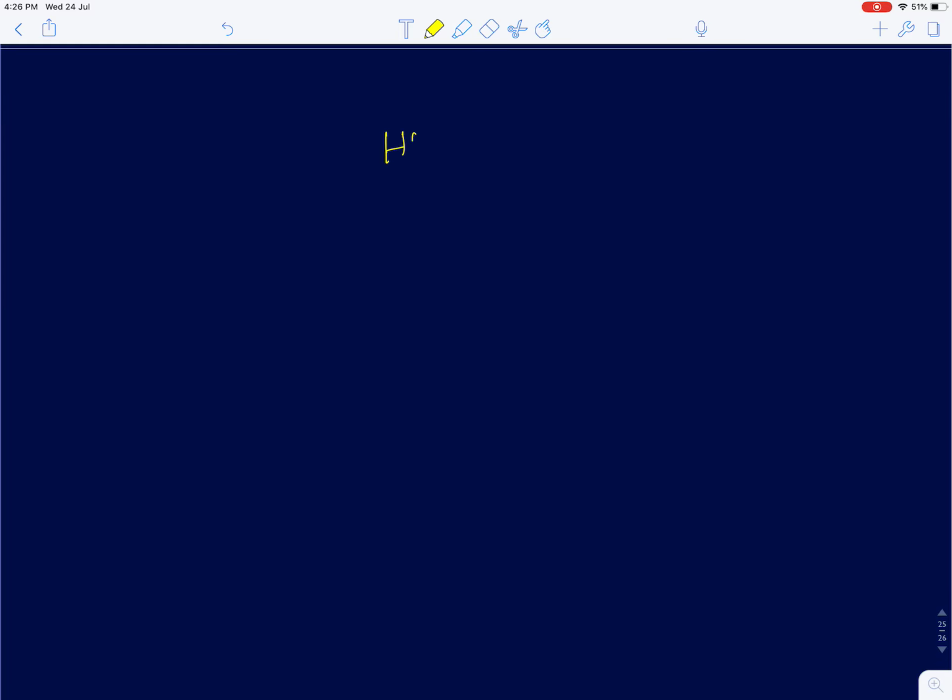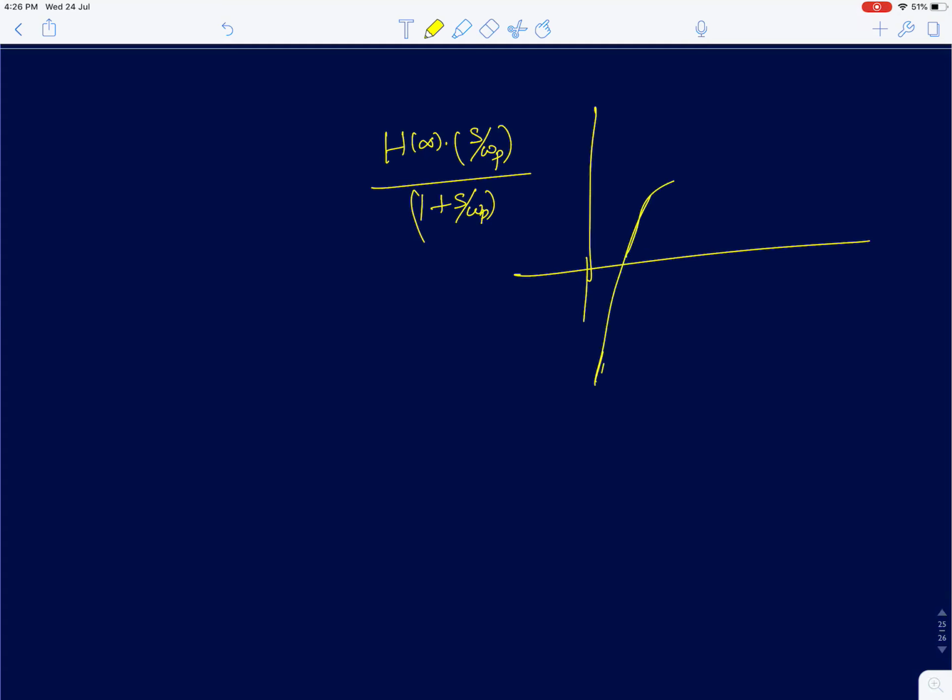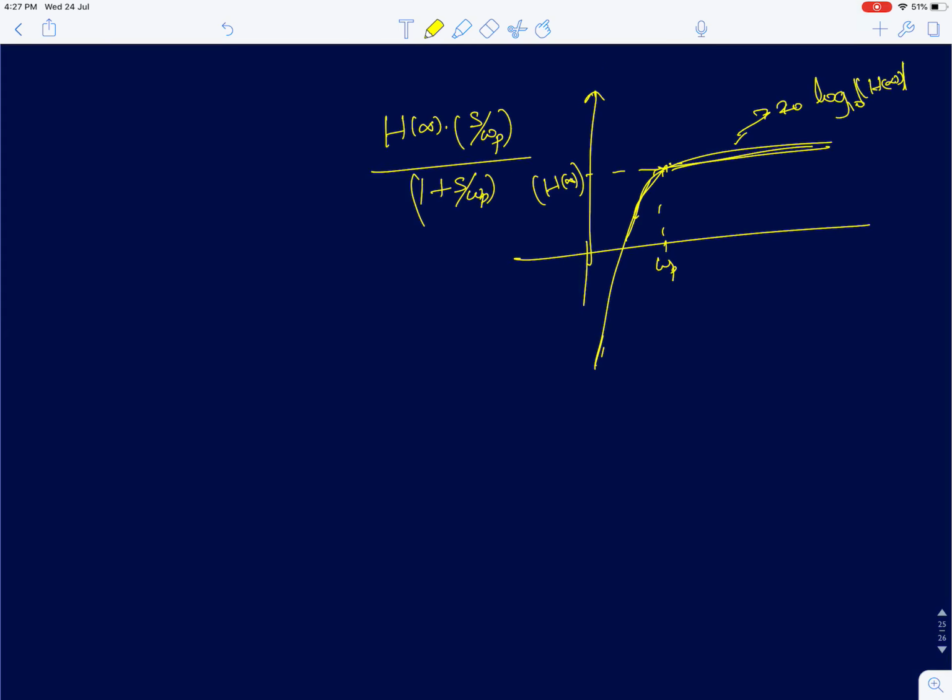Now we'll analyze the response for a first order high pass filter with a gain h infinity as the high frequency gain. Again, this function we have already drawn it, and if I show it on the Bode plot, it starts from minus infinity and eventually it goes to, at omega equal to omega p, it will be minus 3 dB. At high frequencies it will be h infinity. It's 20 log of h infinity. I'm just showing it as h infinity here. Essentially it is 20 into log base 10 of modulus of h infinity.